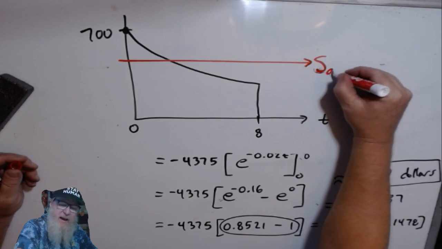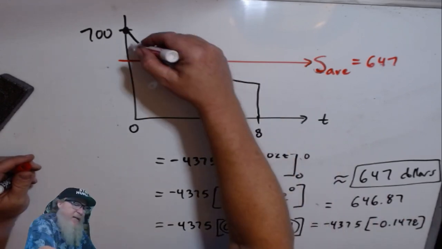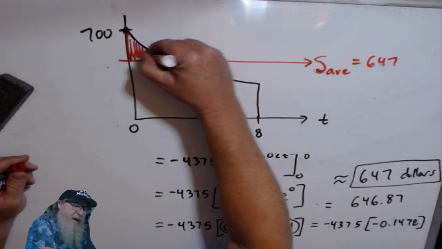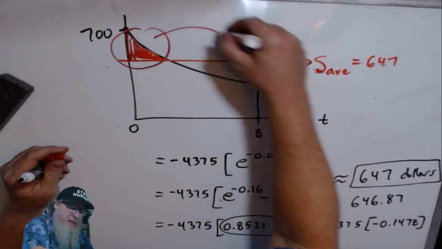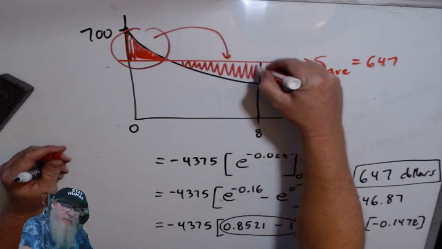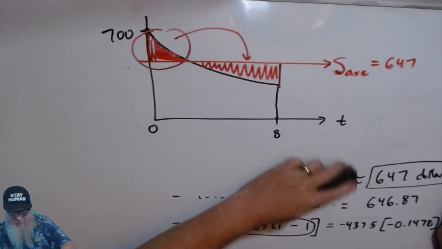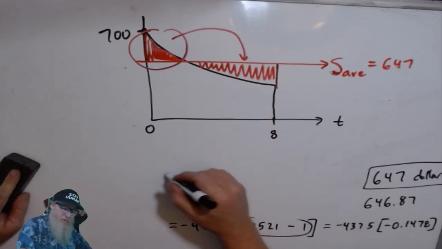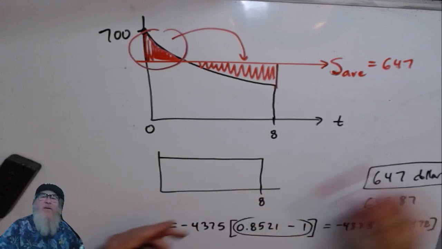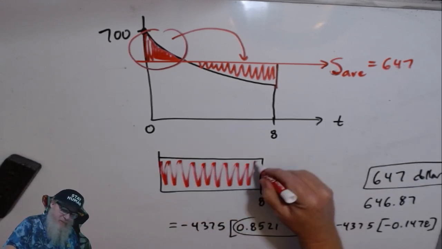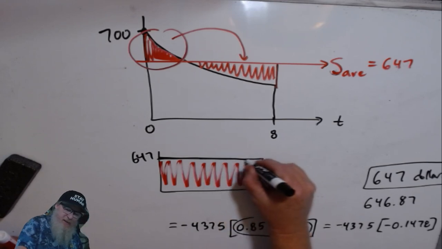I call it SAV, $647. And so it's like all of these sales that we had here will match here, right? And essentially, over the course of 8 weeks, we just had a rectangle where 647 is the ceiling.